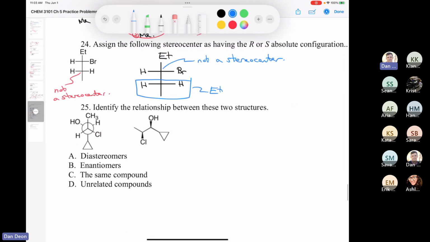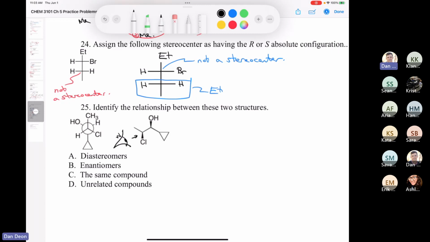Number 25, identify the relationship between these two structures. Why don't we take the Newman projection and draw a bond line structure of it? Or we could try to draw a Newman projection of the bond line structure. I don't know. We could do either one, really. Why don't we do a Newman projection? Students are usually really good at these.